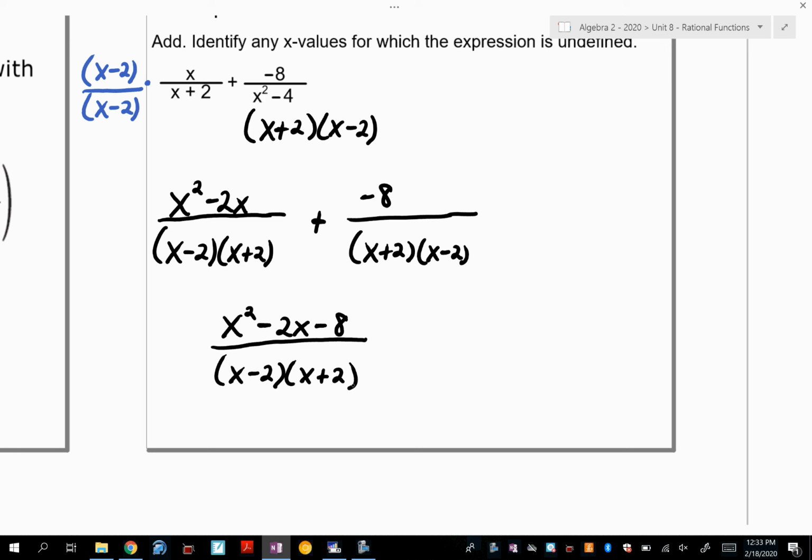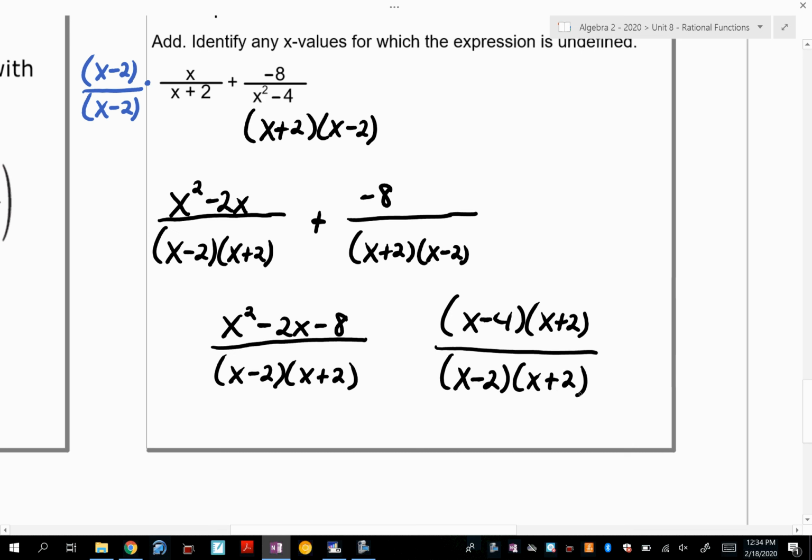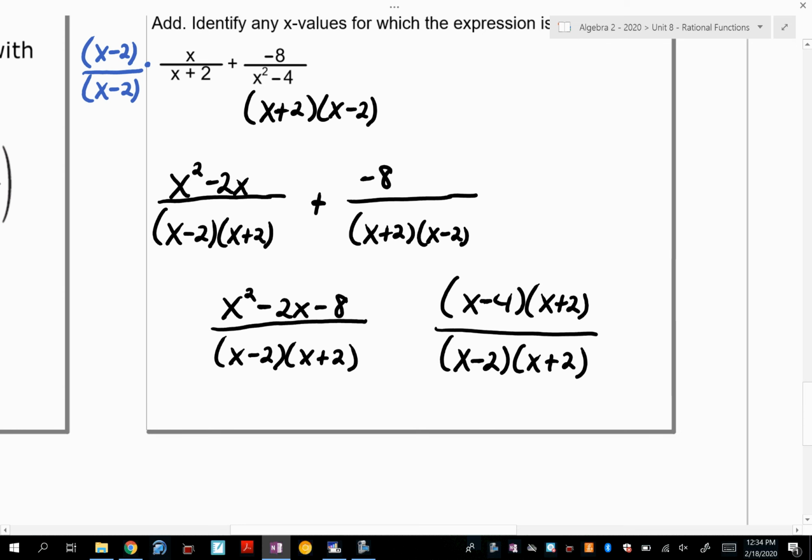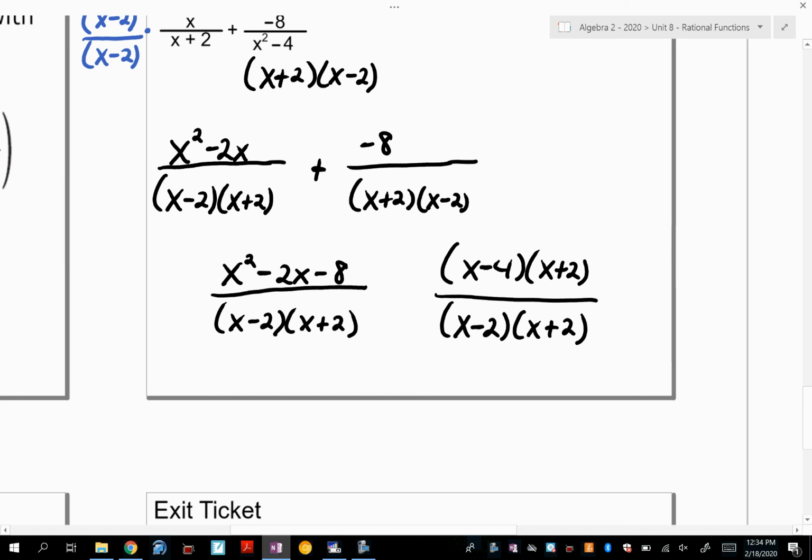But we're not done. Because if you look at the numerator, we should try to factor. So what are factors of negative 8 that add to negative 2? Negative 4 and positive 2. All right, so what am I going to cross out? The x plus 2's. So you're going to get x minus 4 over x minus 2.